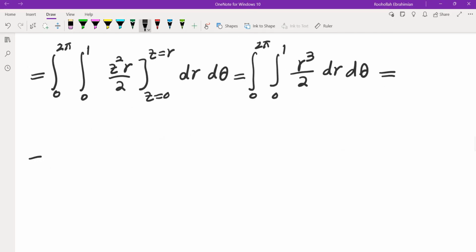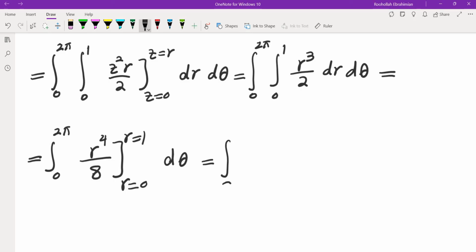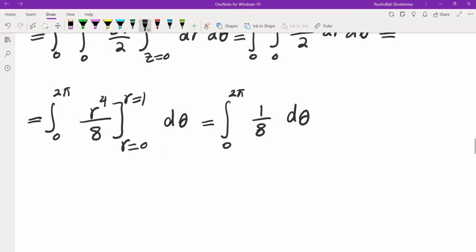So this gives us integral from 0 to 2 pi. Integral from 0 to 1 becomes r to the 4th over 8 from r equals 0 to r equals 1, and then d theta, integral from 0 to 2 pi. When you plug in 1, we get 1/8, and when we plug in 0, we get 0. And this would become 1/8 times 2 pi. So the answer is pi over 4.